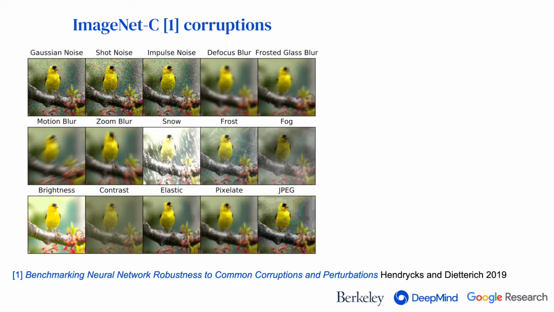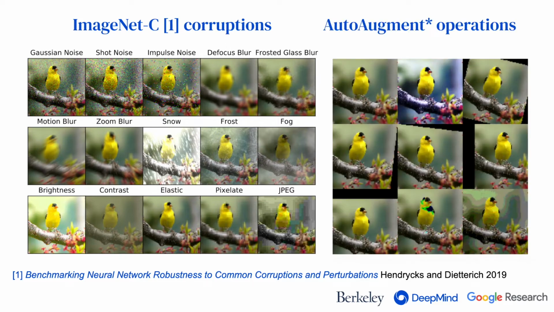These two datasets apply 15 corruptions, shown here, across varying severity levels to the CIFAR and ImageNet test sets. Our data augmentation procedure uses 9 operations from AutoAugment, which do not appear in the common corruptions. Data augmentation is an important component of training deep neural networks, without which high-capacity models can experience overfitting and low testing accuracy.